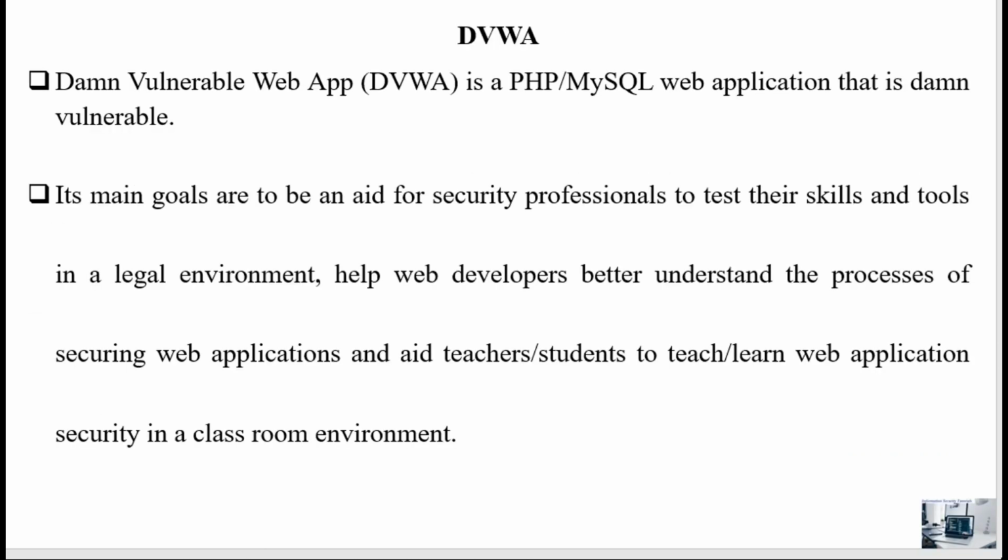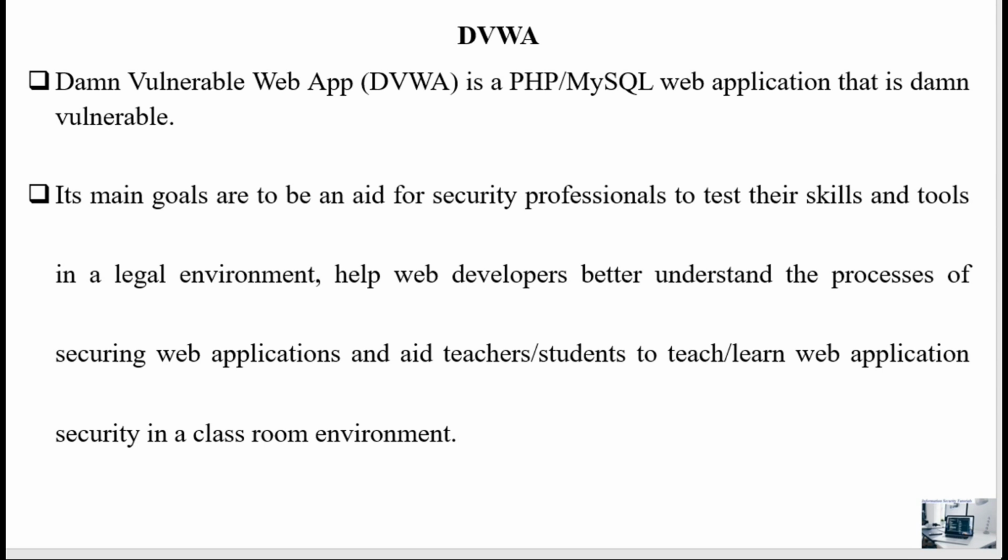Another example of vulnerable targets you will need to use during your learning journey is the DVWA vulnerable web application, or DVWA. DVWA is a PHP and MySQL web application that is vulnerable. Its main goals are to be an aid for security professionals to test their skills and tools in a legal environment, and also it is useful in helping web developers better understand the processes of securing web applications and to aid teachers and students to teach or learn web application security in a classroom environment.